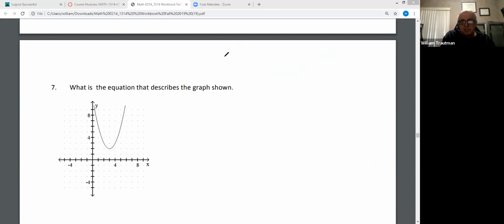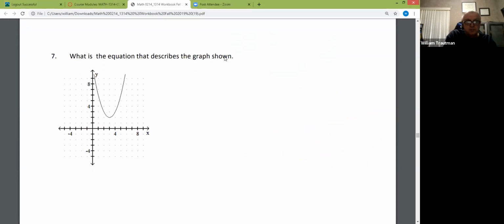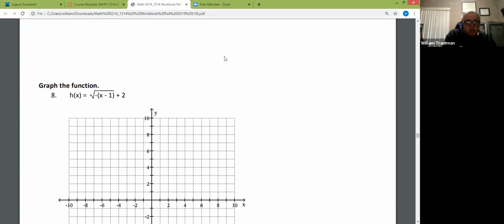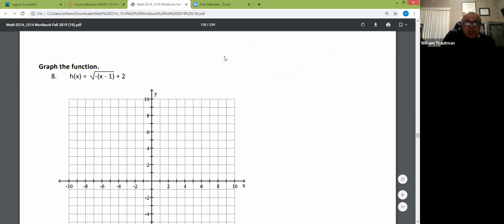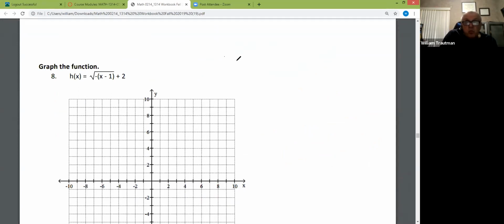All right, let's try number 8. Oh no, we don't have a parabola anymore. We don't have y equals x squared, but that's okay. We talked about this yesterday, so I'm assuming everybody knows this. Y equals the square root of x.